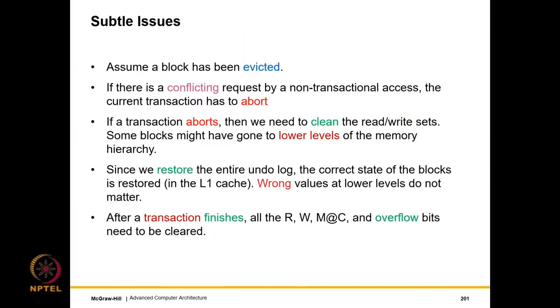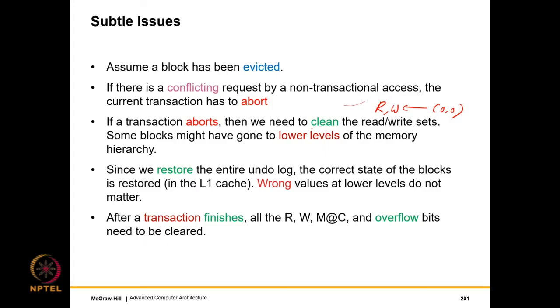There are of course some subtle issues. So assume a block has been evicted. If there is a conflicting request by a non-transactional access, then of course the current transaction has to abort because the non-transactional access cannot abort. If a transaction aborts, then of course you have to flush the read-write sets. So the read-write sets flushing basically means that all the R and W bits have to be set to 0, 0.